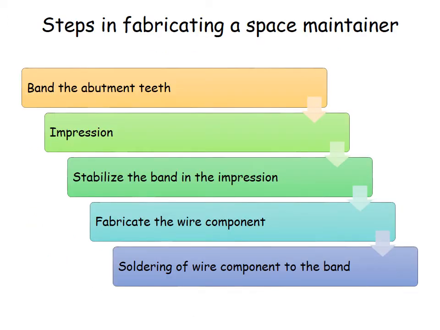So moving on to the steps in fabricating a space maintainer. The steps are: first you need to band the abutment tooth, after which the band material is removed. After banding the abutment teeth, you need to take an impression. Once the impression is taken, the band material is stabilized onto the impression material and the cast is poured. Once the cast is retrieved, we fabricate the wire component and then solder the wire component to the band.